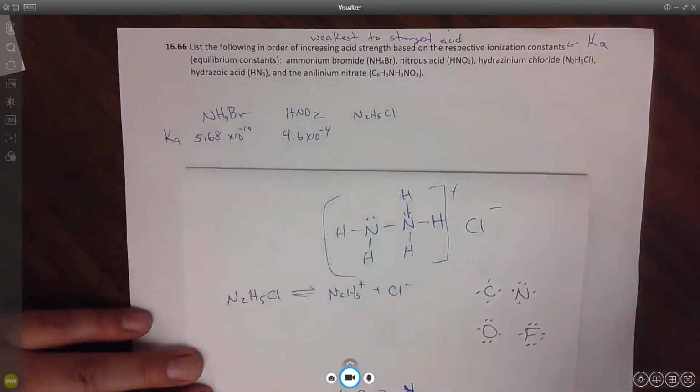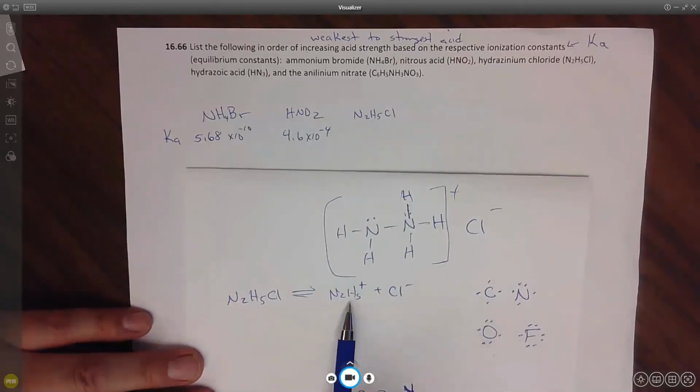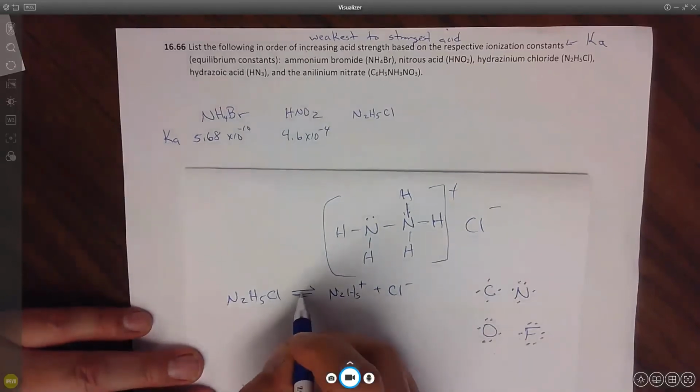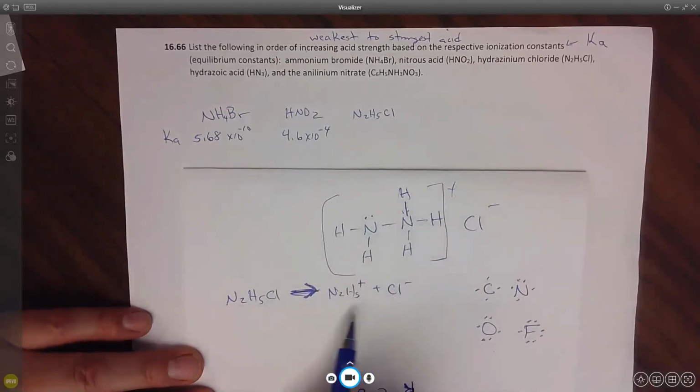I don't care that you know the rule numbers. Rule number 3 says that any salt that contains a chloride, bromide, or iodide is soluble, with the exception of silver, mercury, and lead. That isn't silver, mercury, or lead ions, so this is soluble. So it is a strong electrolyte. It's not a double arrow, it's a single arrow. It simply dissociates into these two things.